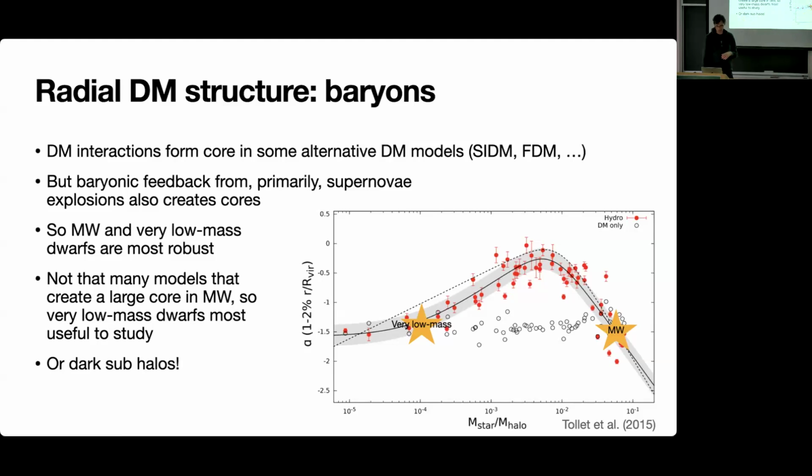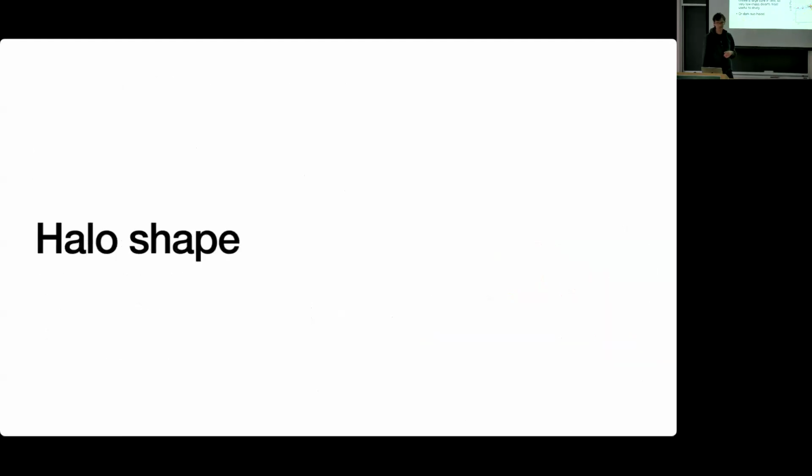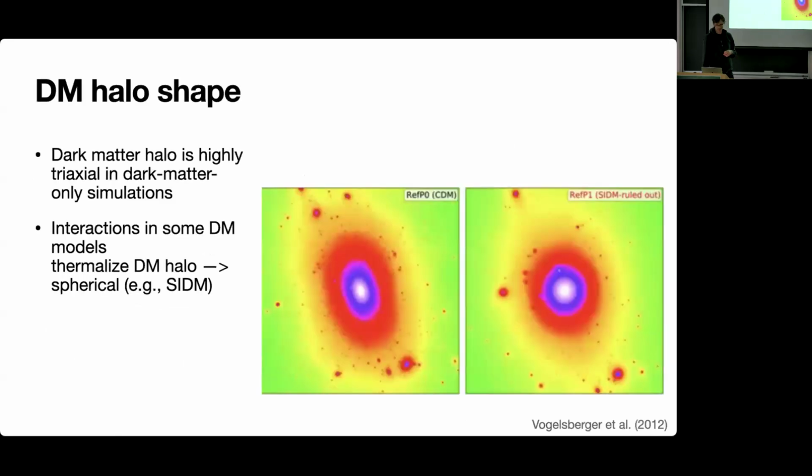And that'll be a theme of the talk. So maybe you should just try to look at dark subhalos directly. Okay, next is the halo shape. So standard CDM simulations where there's no baryons predict that dark matter halos should be very strongly triaxial. And then in some dark matter models, like in SIDM, for example, where you thermalize the dark matter, the inner structure of the dark matter halo, it also sphericalizes the distribution.